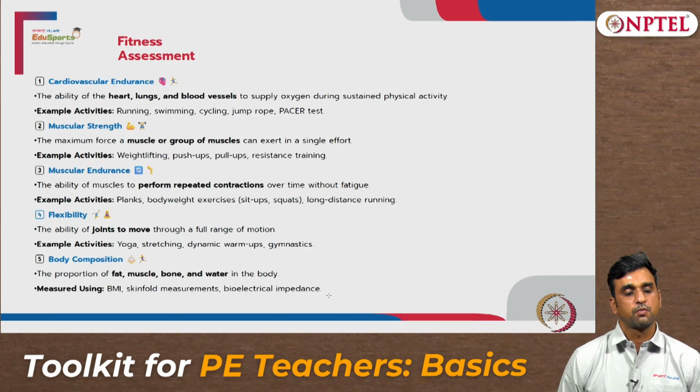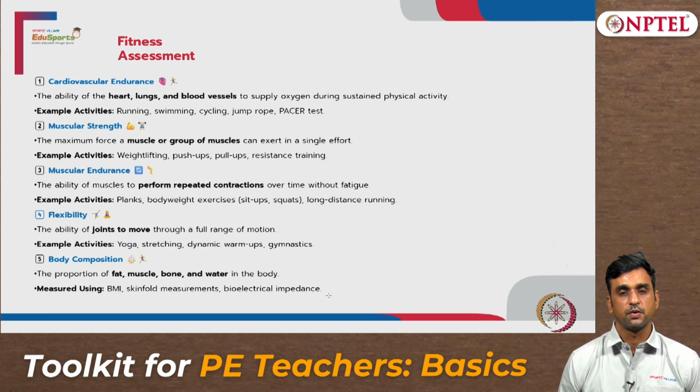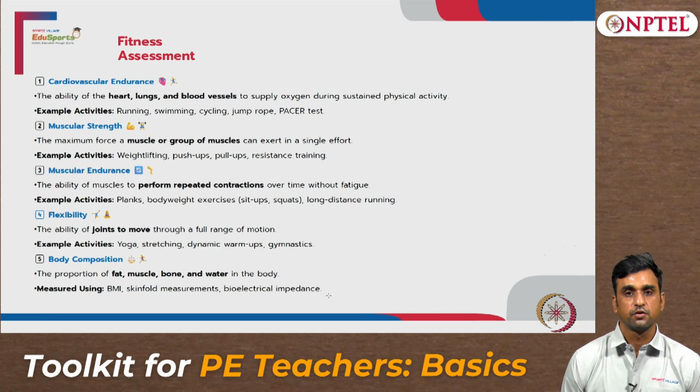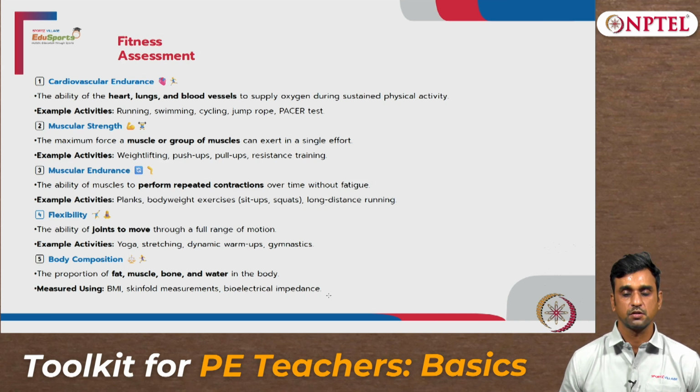Fitness assessments. So, what are the various components of fitness assessments? First is your cardiovascular endurance, which is your aerobic capacity, the ability of the heart, lungs, and blood vessels to supply oxygen during a sustained physical activity. So, the time duration is for a longer time. Example activities are running, swimming, cycling, jumping. When you do a pacer test, that's where you use your endurance capacity or aerobic capacity.